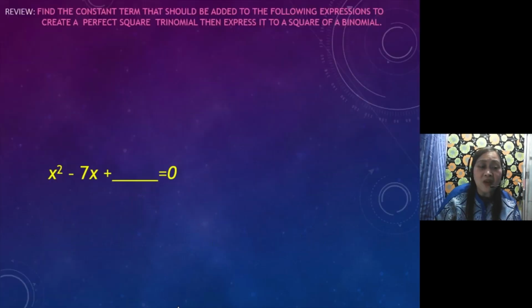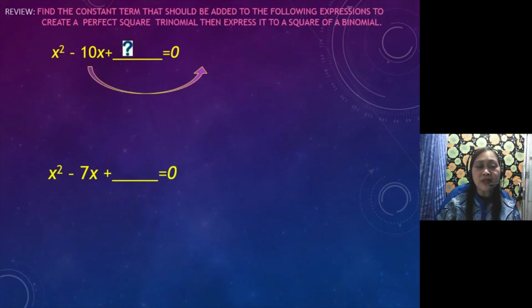We're going to find a constant term that should be added to the following expressions to create a perfect square trinomial, and then express it as a square of a binomial. So our two examples are x squared minus 10x plus blank is equal to 0, and x squared minus 7x plus blank is equal to 0. So let's start with the first expression.